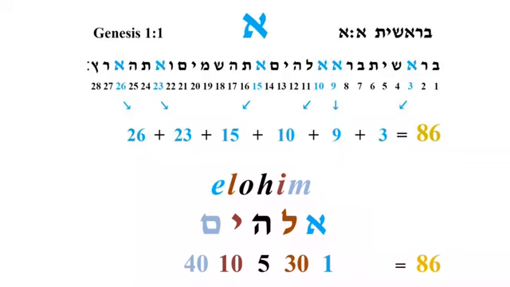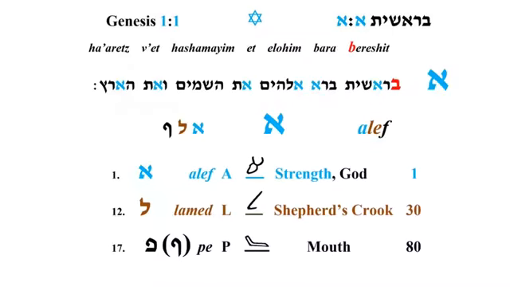Now, this Aleph, it's a letter, but it's also a word, Aleph. Okay? And it's spelled Aleph, Lamed, Pei. We already talked about Aleph, Lamed. Aleph is head of the ox, strength, God. Lamed is shepherd's crook. Okay? So he's the strong shepherd. This is God. That's the picture.